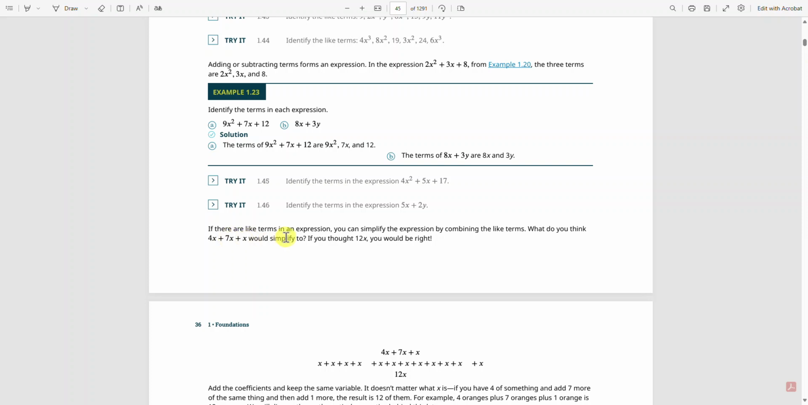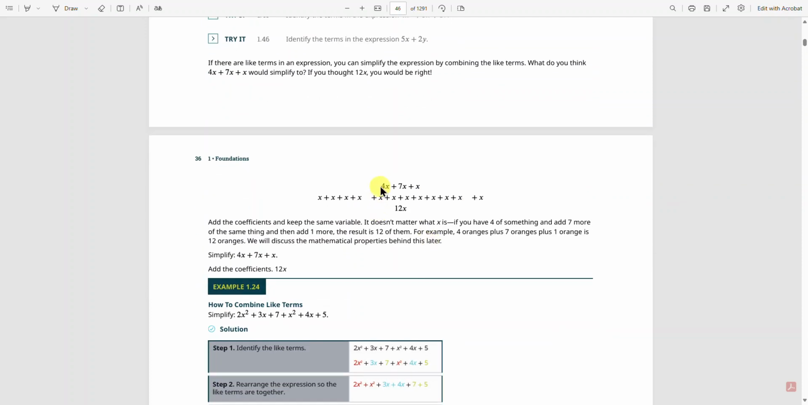So we're asked, how would you simplify? If you thought 12x, you would be right. And that's what we did. And here the textbook just illustrates what's going on. 4 times x is taking x 4 times. 7 times x is taking x 7 times. And x is taking x 1 more time. So if we add 4 x's and 7 x's, we get 11 x's. And then 1 more would make 12 x's, or 12 times x, okay? So we can combine like terms and simplify the expression. So this was the original expression, and we simplified it to produce this simpler expression.